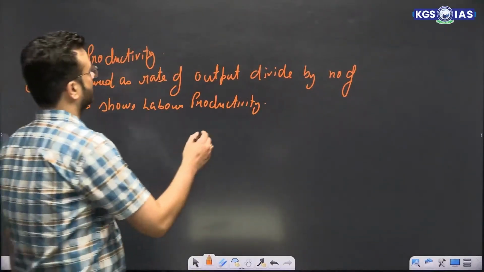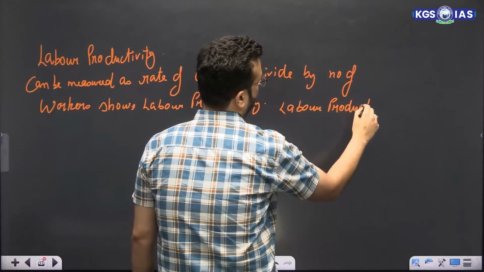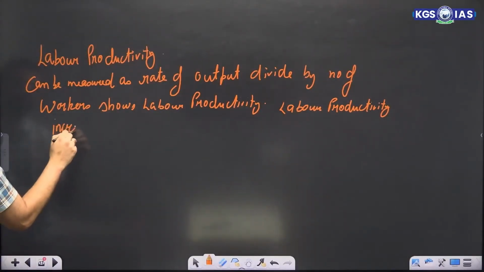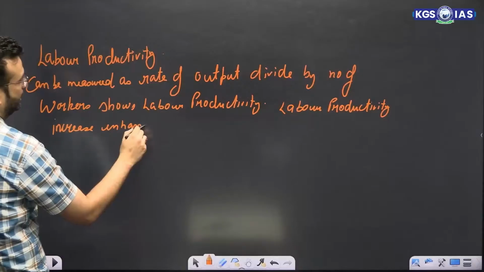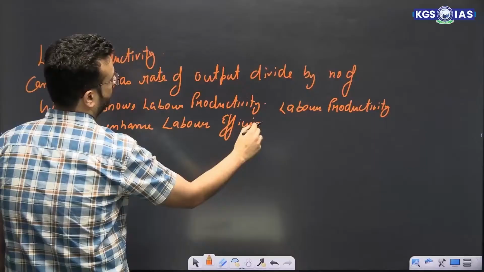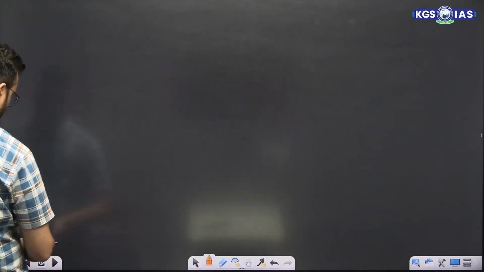So if labor productivity increases, it will enhance labor efficiency. जितना लेबर प्रोडक्टिविटी बढ़ेगा उतनी ही लेबर एफिशिएंसी एनहांस होगी. This is the meaning of labor productivity. Now what are the factors which will enhance this labor productivity? ऐसे कौन कौन से फैक्टर्स हैं जिनसे ये लेबर प्रोडक्टिविटी इंक्रीज होती है?